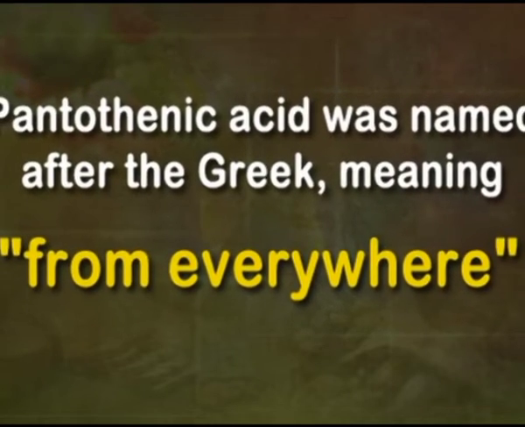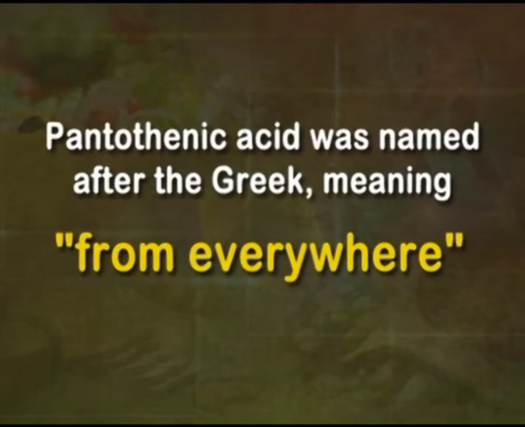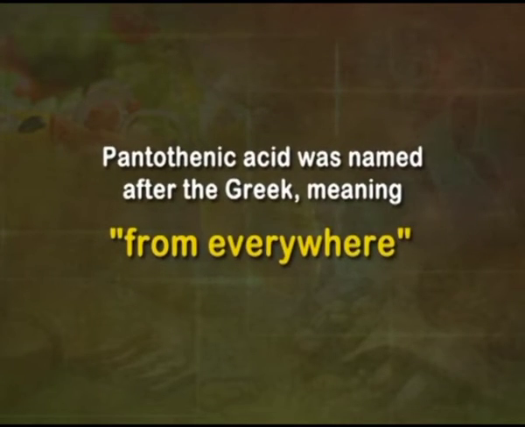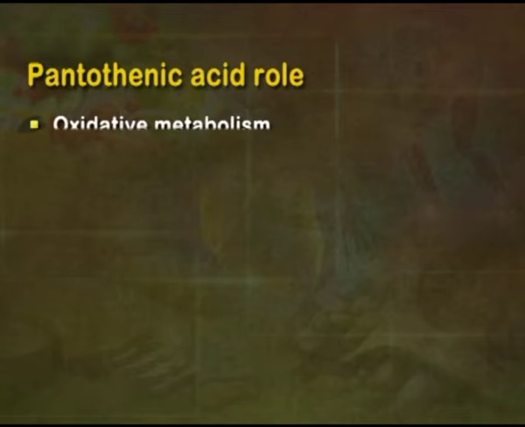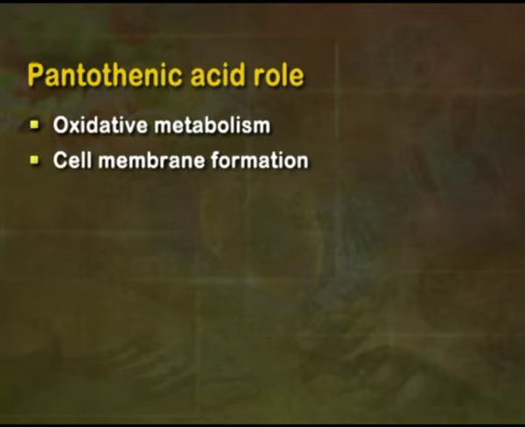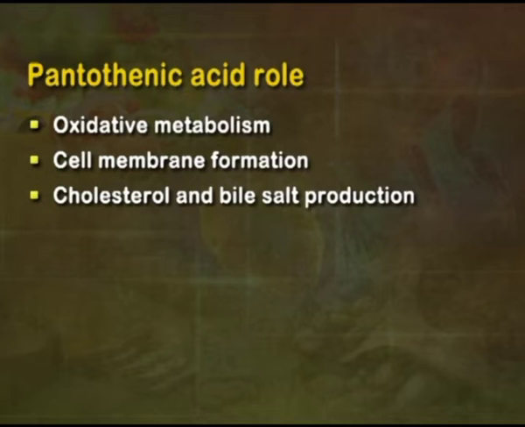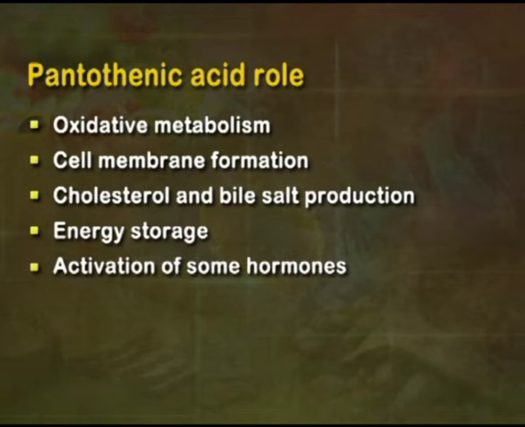Then coming to the next water soluble vitamin, that is pantothenic acid. Pantothenic acid was named after the Greek word meaning from everywhere because it is so widespread in foods. Pantothenic acid is essential in the diet because of the inability of animals and humans to synthesize the pantoic acid moiety of the vitamin. Pantothenic acid plays a primary role in many metabolic processes such as oxidative metabolism, cell membrane formation, cholesterol and bile salt production, energy storage and activation of some hormones.